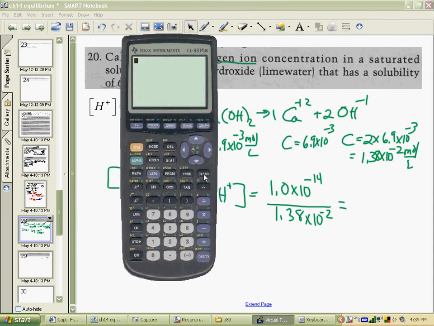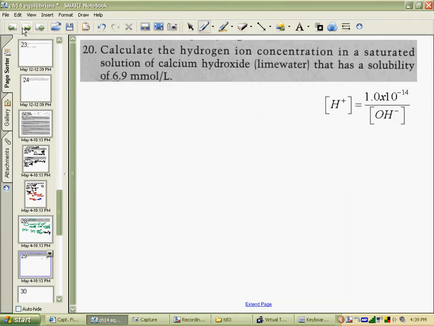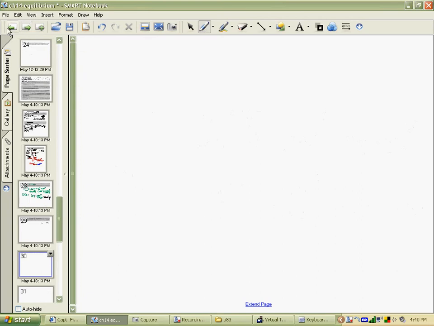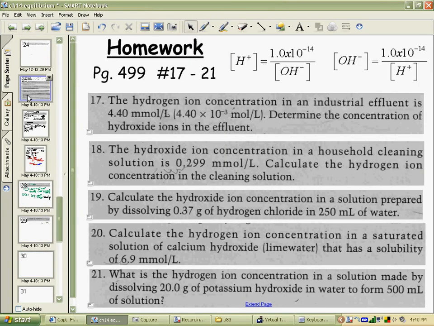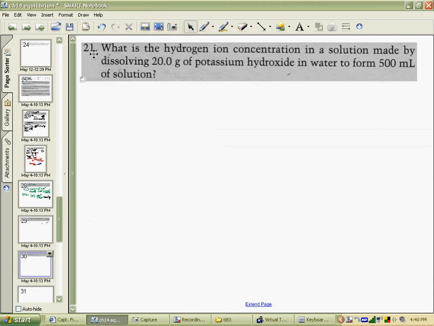and take 1 times 10 to the minus 14, divide by 1.38 times 10 to the negative 2, gives us 7.25 times 10 to the minus 13 moles per liter. So we'll take a look at question 21, which is: what is the hydrogen ion concentration in a solution made by dissolving 20 grams of potassium hydroxide in water.